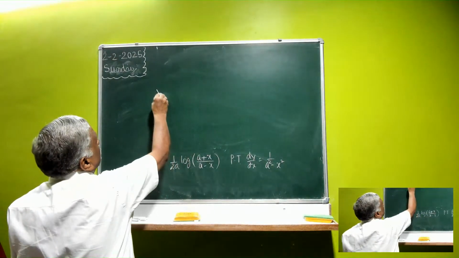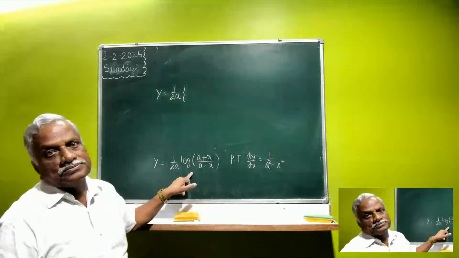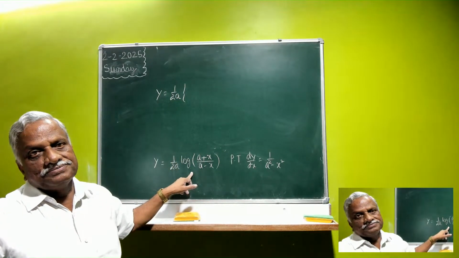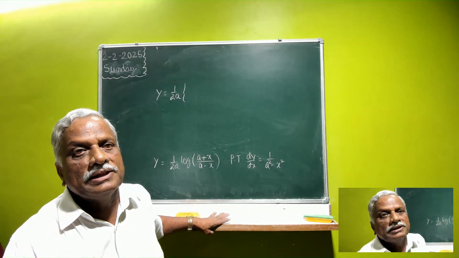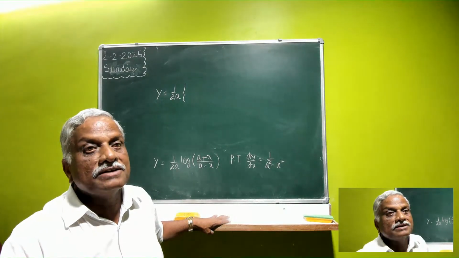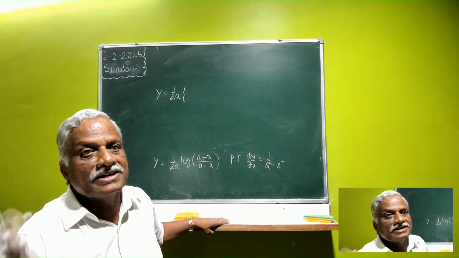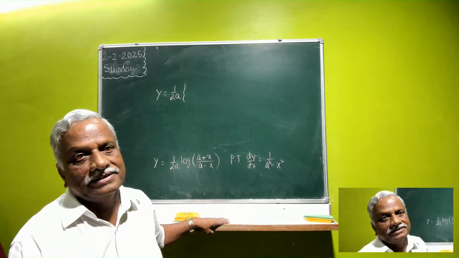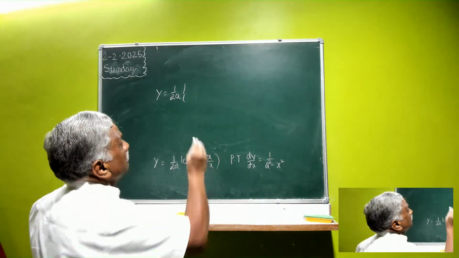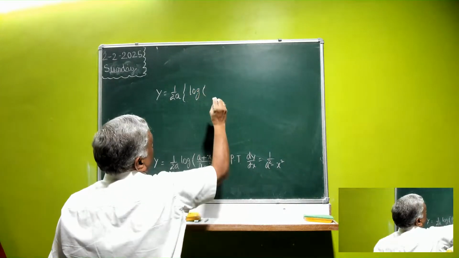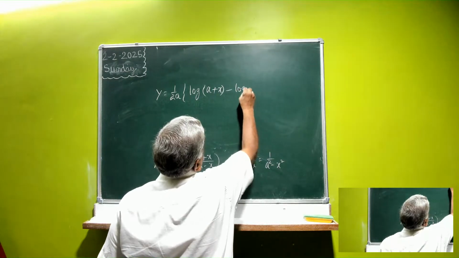So y is equal to 1 by 2a, which is a constant. It is something like k into u. The second formula, what did I say? K is a constant. The constant doesn't trouble you. Don't trouble the constant. I repeat, constant will not trouble you. Leave the constant wherever it is. If it is in the numerator, leave it there. If it is in the denominator, leave it there. So I am leaving 1 by 2a here. I am using this formula: log of a plus x minus log of a minus x.